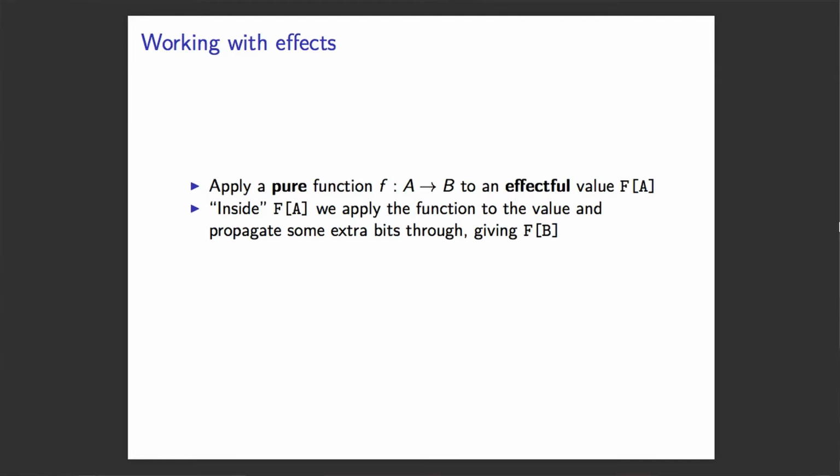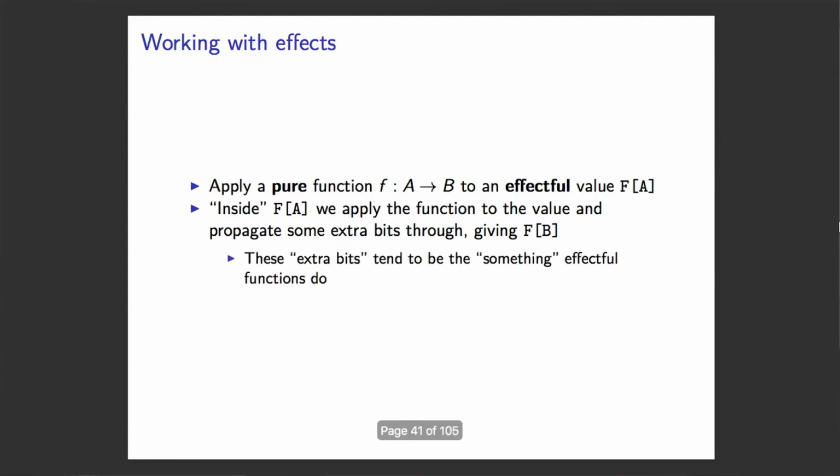And then in the case where we do have an A, apply the function, and then we're also going to plumb some extra bits through. And these extra bits are the something that the effectful functions do. So for Option, it's propagating the effect of not having a value. For Either, you propagate the error. And for State, you're propagating the seed, or the state.